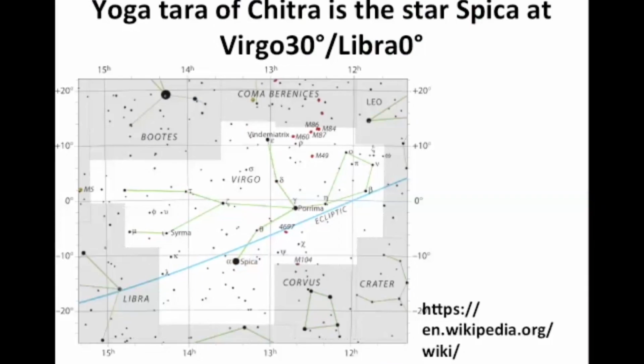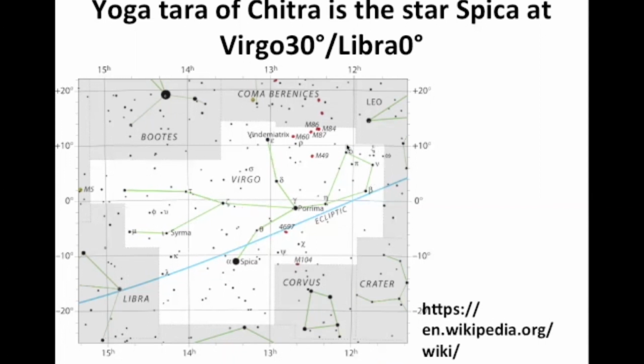Now, whenever I talk about Yogatara, I always like to talk about the stars. And the Chitra, as Dr. Pai mentioned, ranges from 23 degrees 20 minutes of Virgo till 6 degrees 40 minutes of Libra. Now you can see here, this is the same constellation, but it's inverted, around 90 degrees tilted. This is the star Spica, Alpha Virginis.